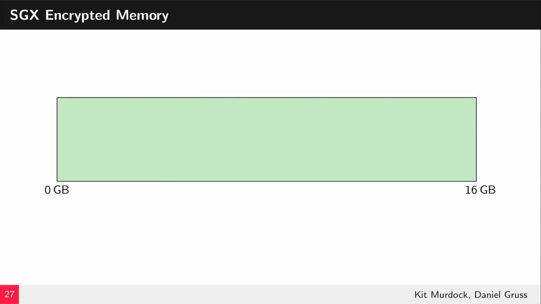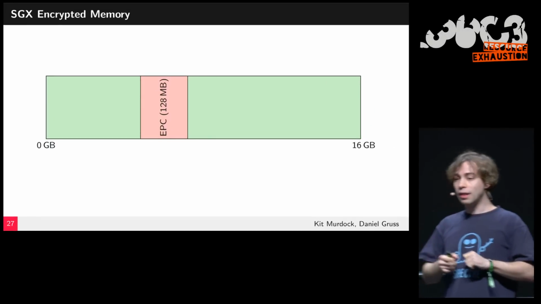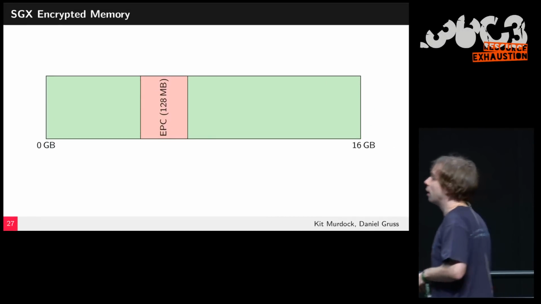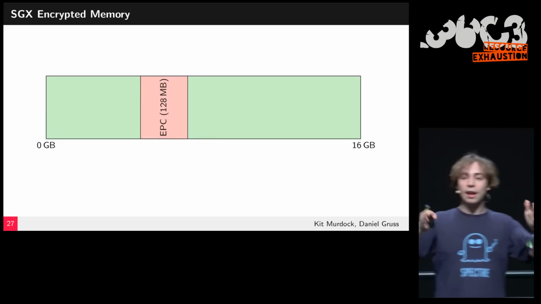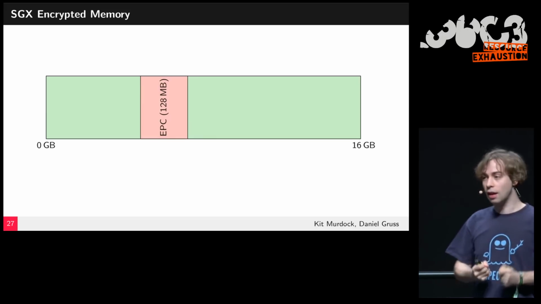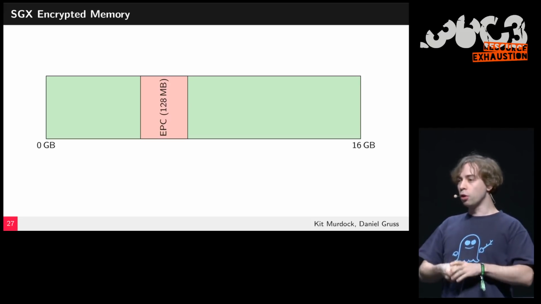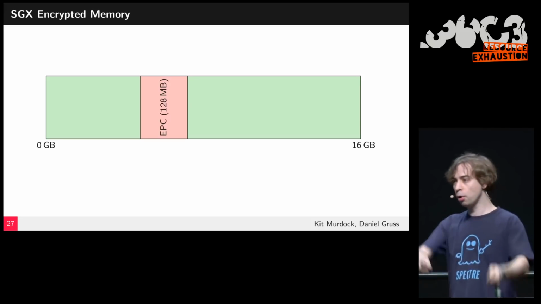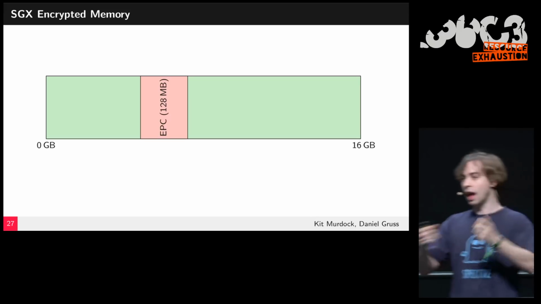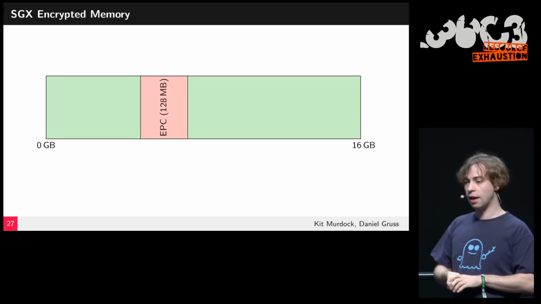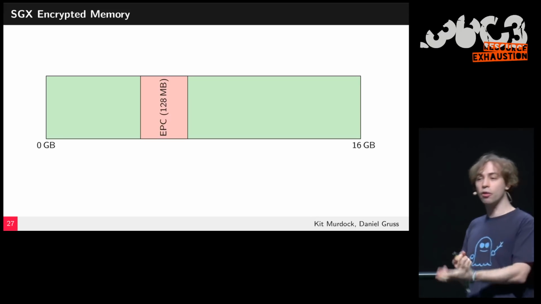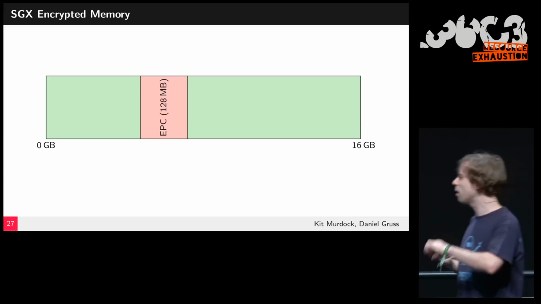If you look at the memory that it uses, maybe I have 16 gigabytes of RAM, then there is a small region for the EPC, the enclave page cache, the memory that enclaves use. And it's encrypted and integrity protected, and I can't tamper with it. So for instance, if I want to mount a cold boot attack, pull out the DRAM, put it in another machine, and read out what content it has, I can't do that because it's encrypted and I don't have the key. The key is in the processor.